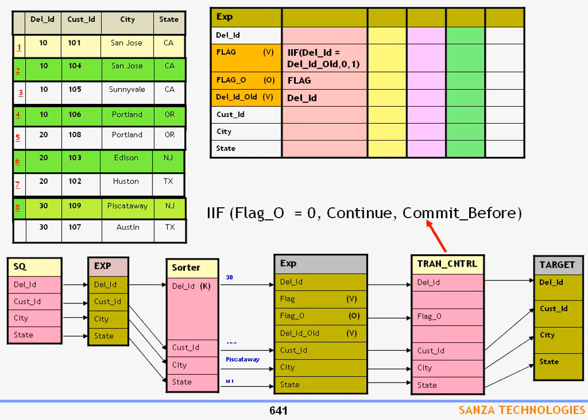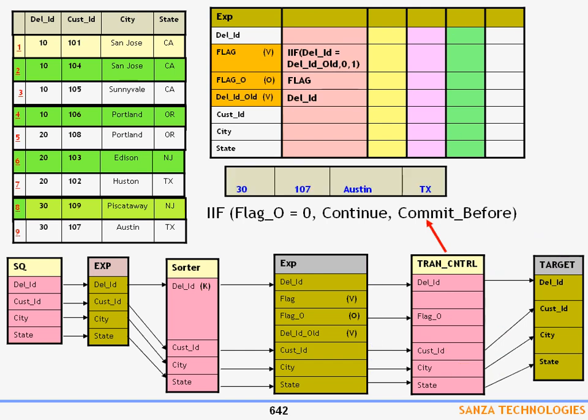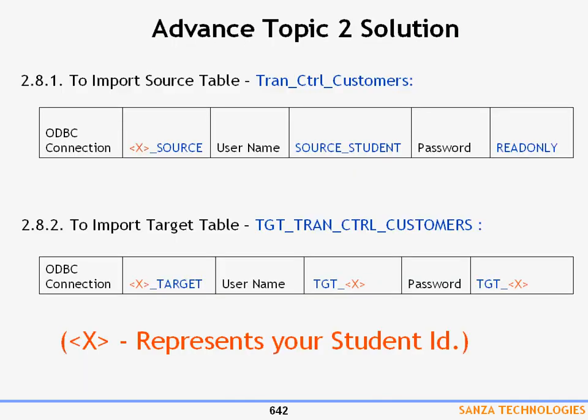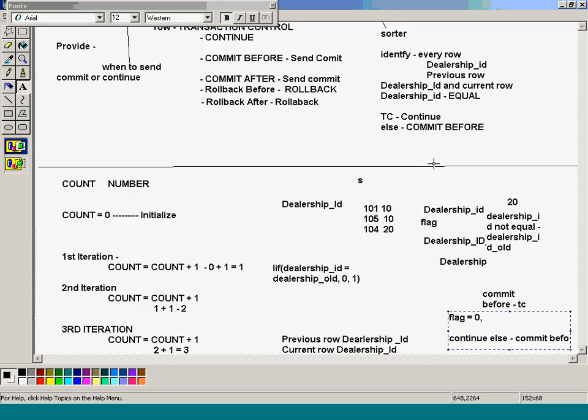30 is the dealership ID. Compare 30 is equal to 20, so it is 1, go and commit it. Then the last record it will load. Same, continue it says. It will load. And when it finds that it is the last record, the final commit it will send automatically by itself. This is the importance of transaction control in your mappings.